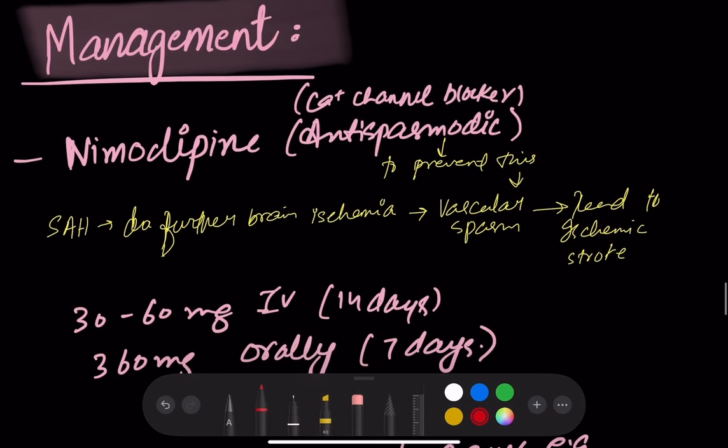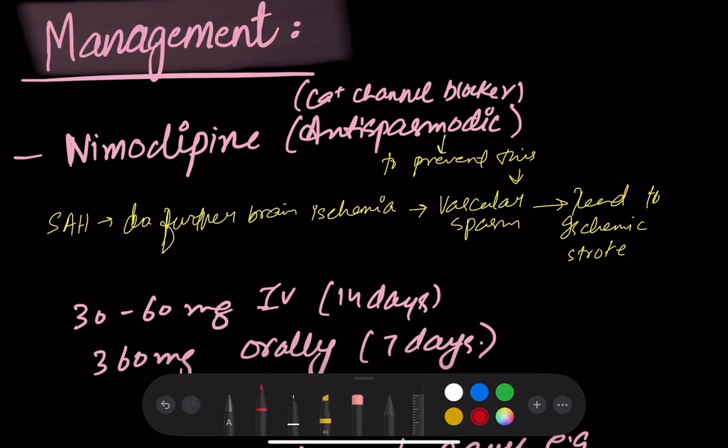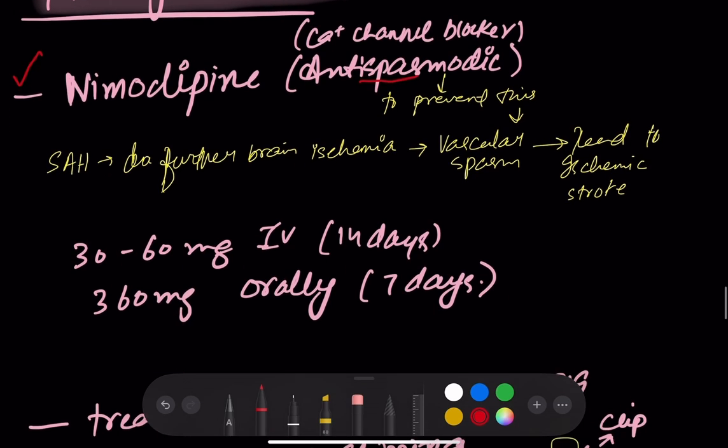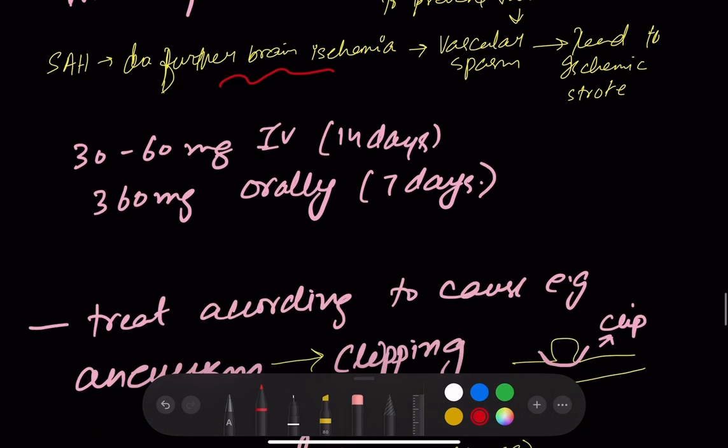These are the management options, that is nimodipine is given, which is a calcium channel blocker, and it is an antispasmodic. This is given to prevent vascular spasm, which can lead to ischemic stroke. As subarachnoid hemorrhage can cause further brain ischemia, antispasmodics are given, which prevent the brain from vascular spasm. So for this purpose, nimodipine is given. The dose is 30 to 60 mg intravenously, and it is given for 14 days.